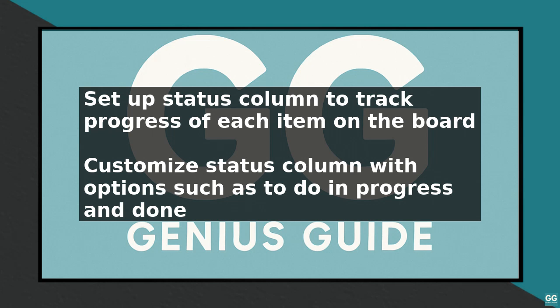To add a progress column, click on the plus sign at the top of your board and select Progress Column. You can then set the progress percentage for each item on your board, and the column will automatically update as the percentage changes.